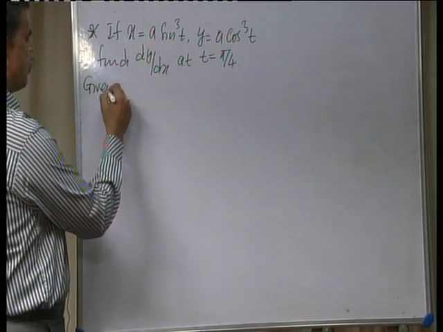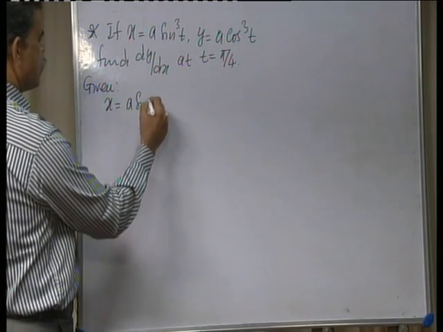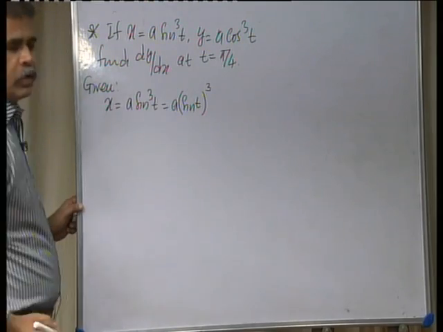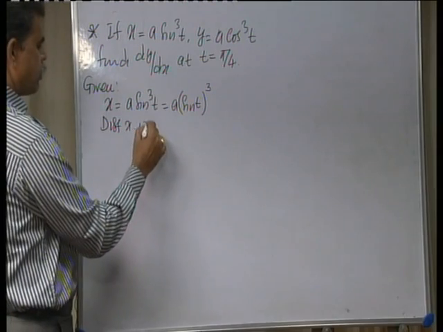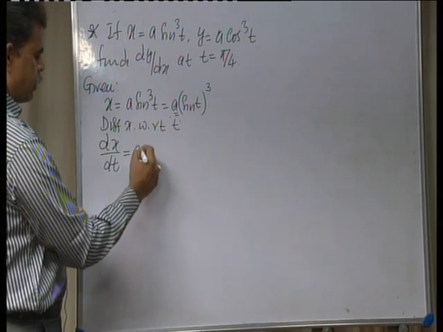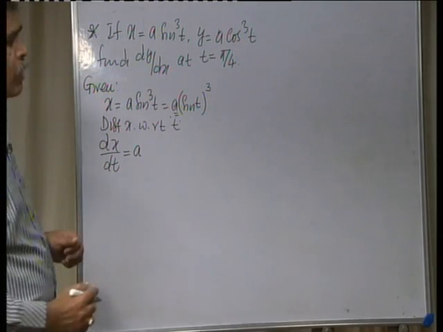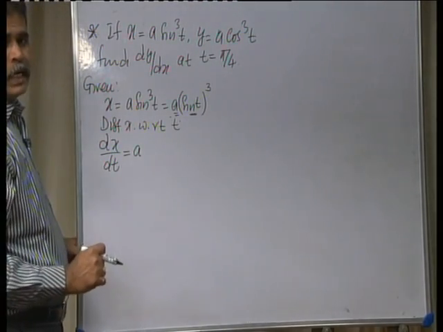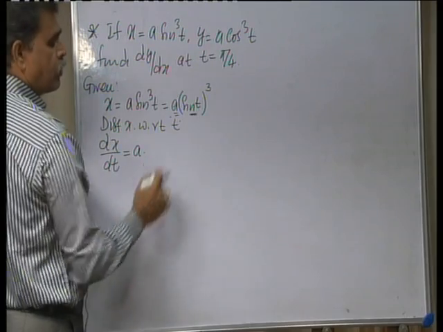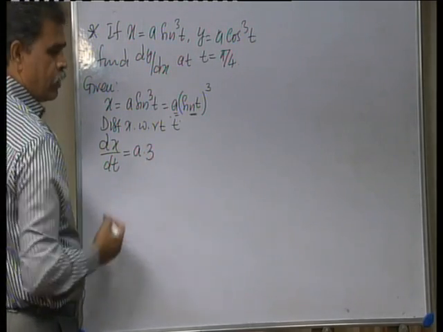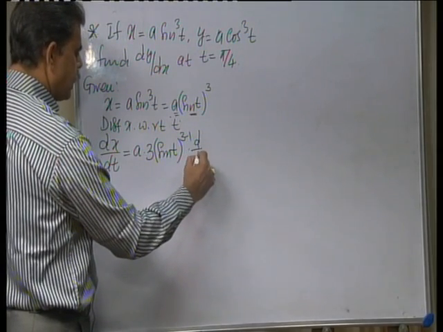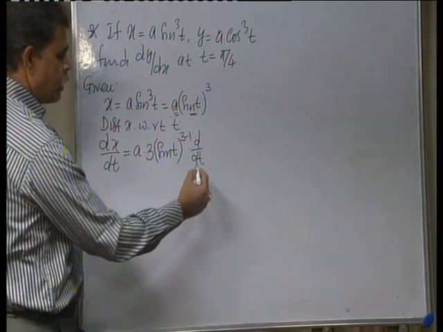You take the given function. What is given? x is equal to a sin cube t. It can be taken as a into (sin t) whole cube, right? Differentiate x with respect to t. Therefore, dx divided by dt is equal to a, which is constant, into the function. We take the constant as it is, and the function is to be differentiated. What is the function? Sin t to the power of 3, function to the power of n. If it is function to the power of n, its derivative is n into function to the power of n minus 1 into d by dt, because it is in t only, d by dt of sin t.